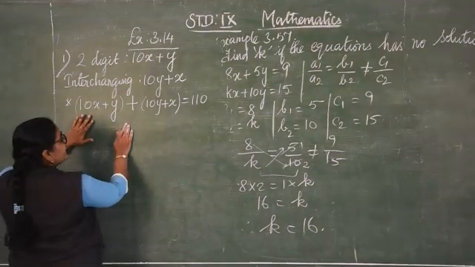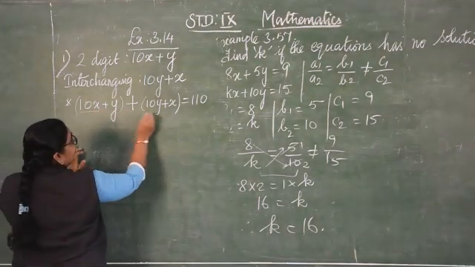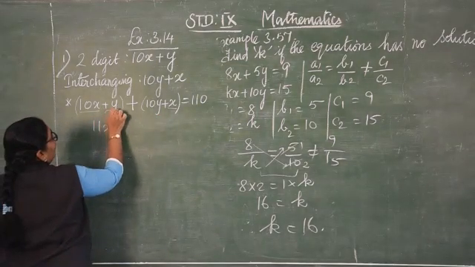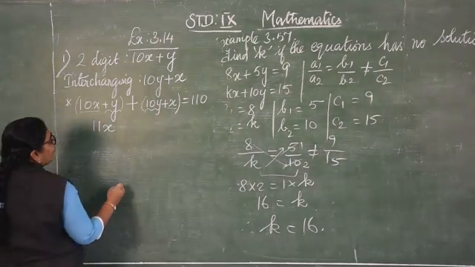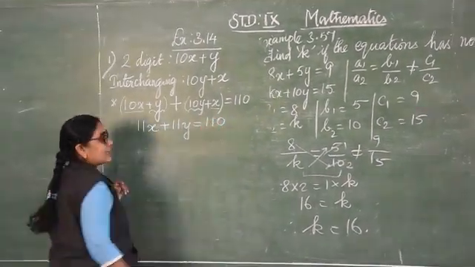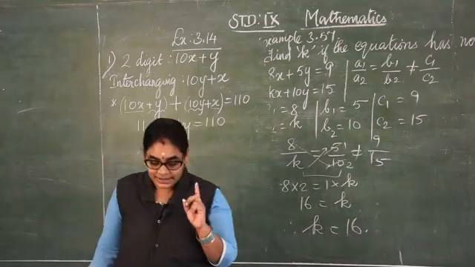Then simplify the first equation. 10x plus 1x, so how many x? 11x. 1y plus 10y, again it will become 11y is equal to 110. This is your first equation.